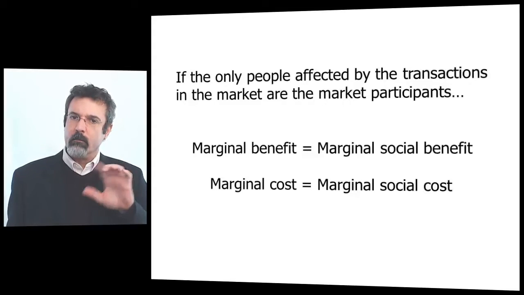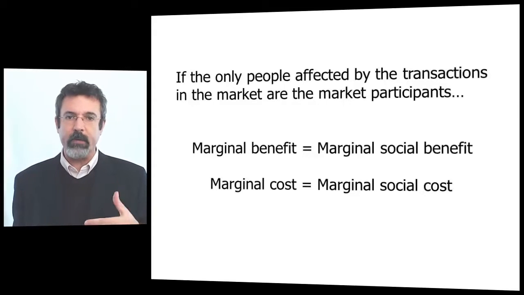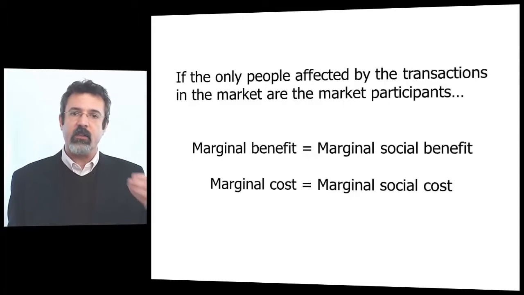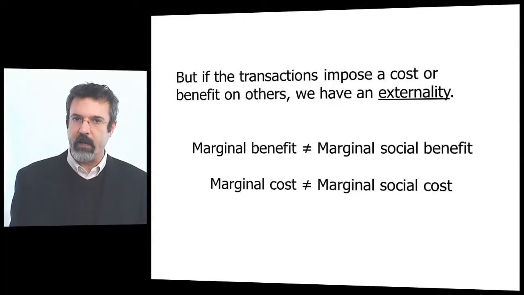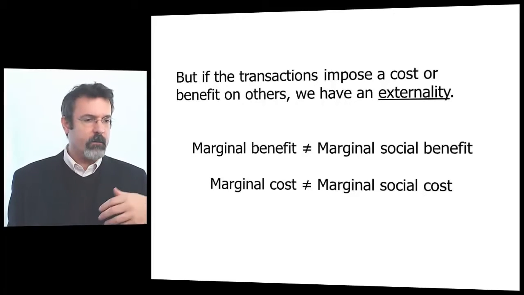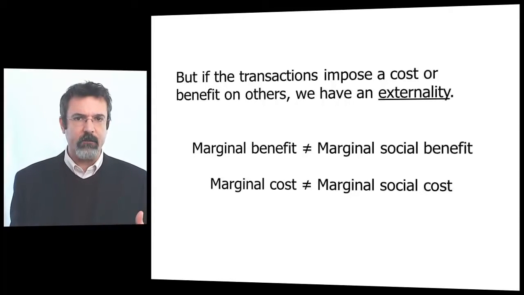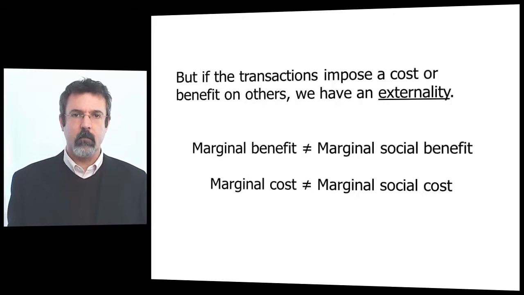However, if the market transactions impose costs or benefits on people outside the market, then the marginal benefit is no longer equal to the marginal social benefit, and the marginal cost is no longer equal to the marginal social cost. This phenomenon of imposing costs or benefits on people outside the market is called an externality.